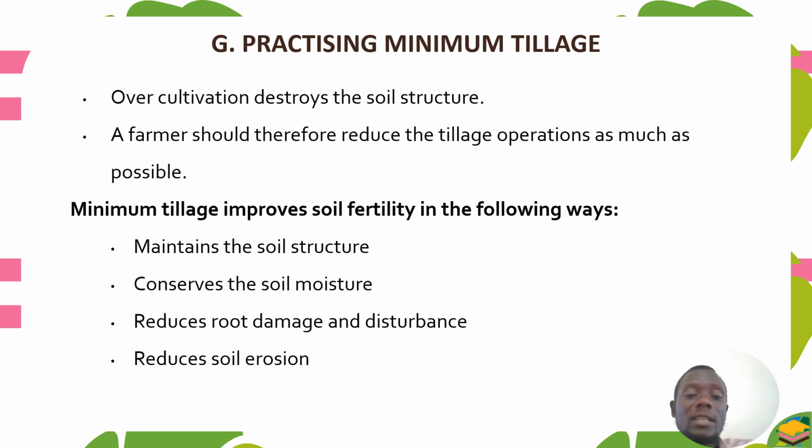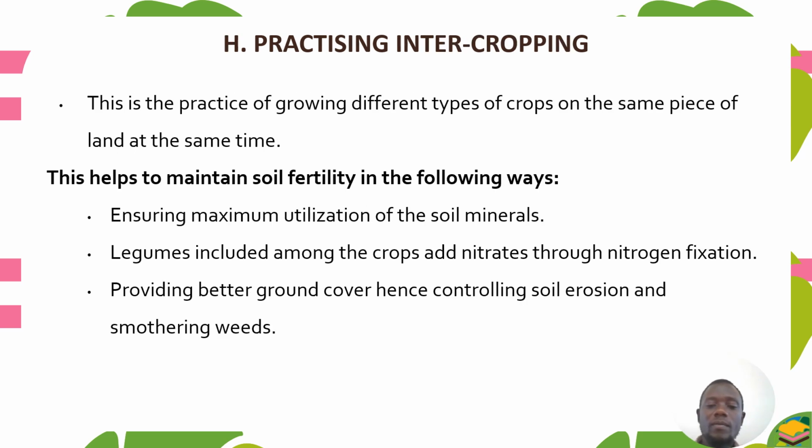The other thing is it reduces root damage and disturbance. So there is no disturbance of the roots since the soil is not disturbed. If it comes to weeding, you just apply the chemicals, so the roots are not disturbed. Then reduction of soil erosion. We have talked of maintaining the soil structure, whereby you're not destroying the soil. You are not disturbing the soil. If you are disturbing the soil, it means it can be easily eroded. But in this case, the soil is not being disturbed. Therefore, there is reduction of soil erosion.